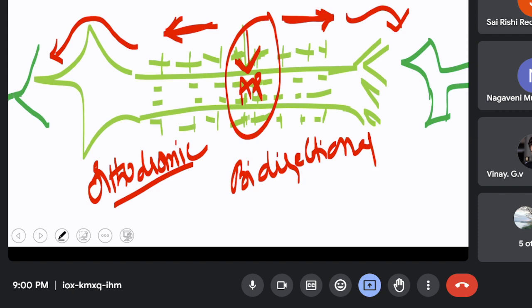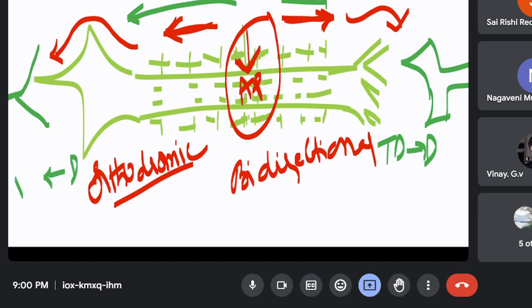So, even though it passes on both sides with respect to the same neuron, when this impulse has to be transmitted to another neuron, it is always from telodendrites to dendrites, but never from dendrites to telodendrites. Thus, we can say that it is unidirectional. How this unidirectional flow of nerve impulse occurs, we are going to discuss. If you have any doubt up to this point, ask me. Otherwise, we'll discuss the propagation of nerve impulse.